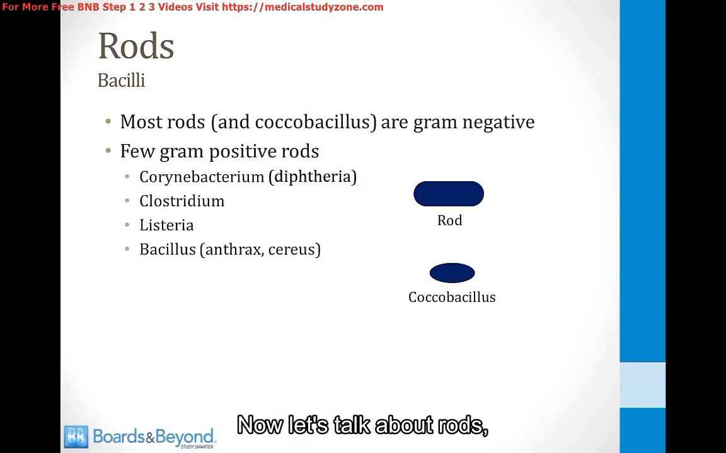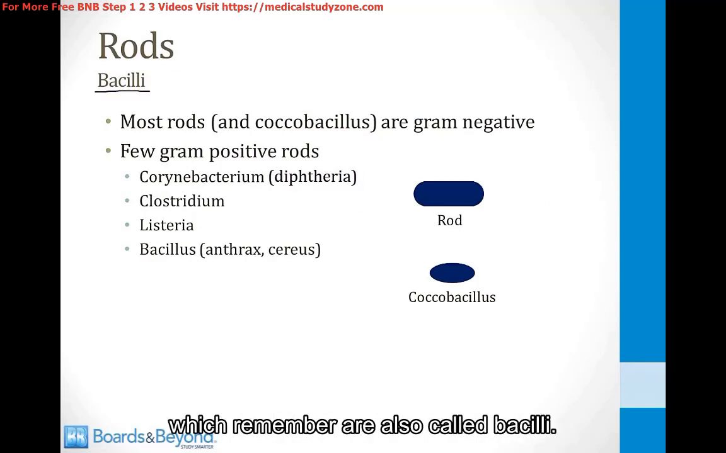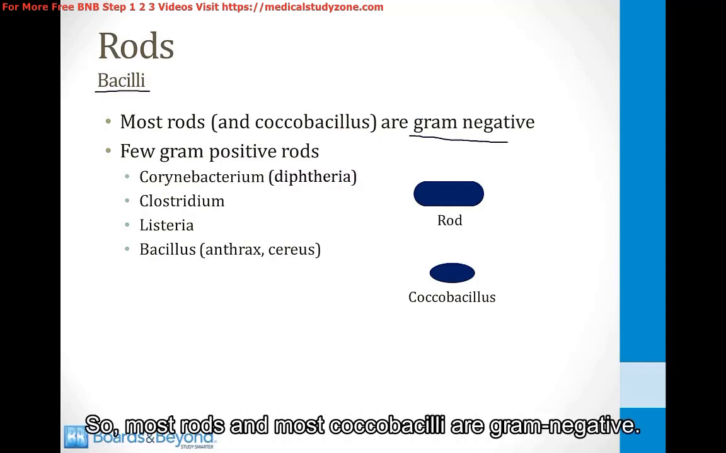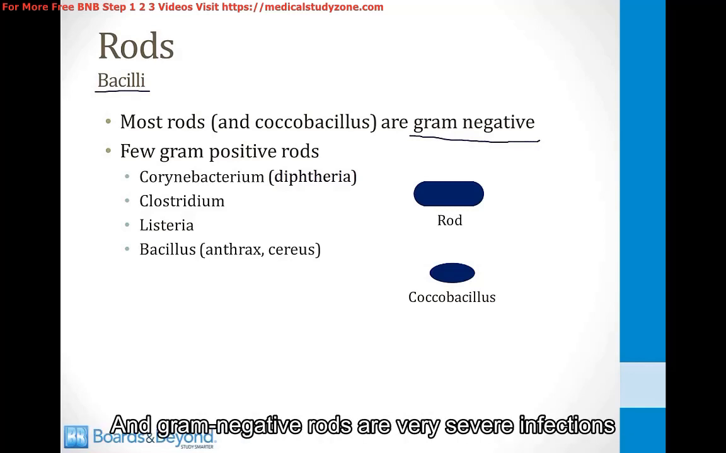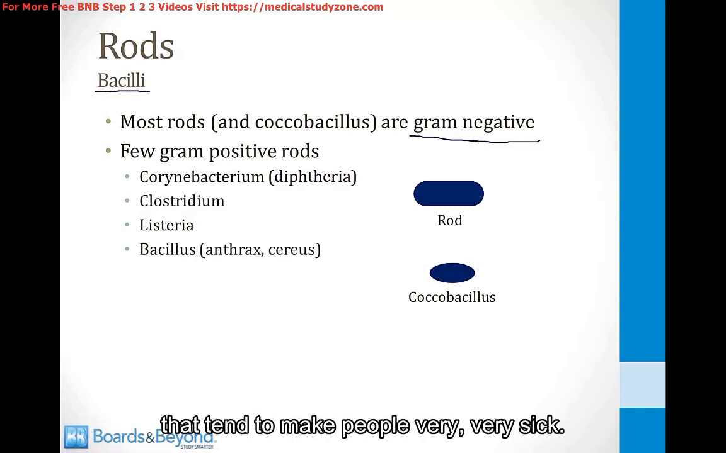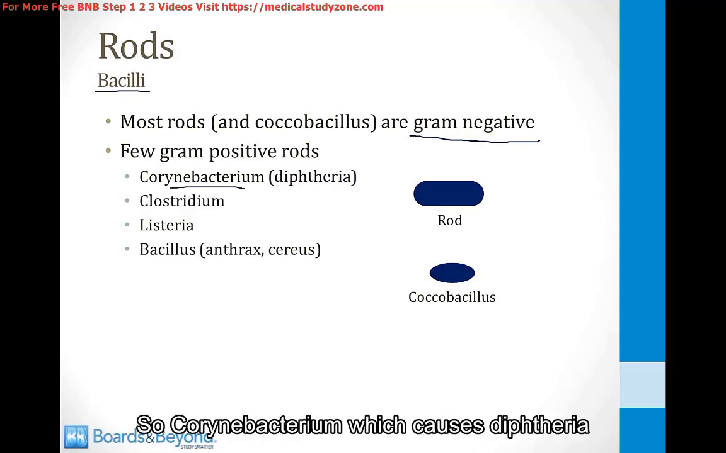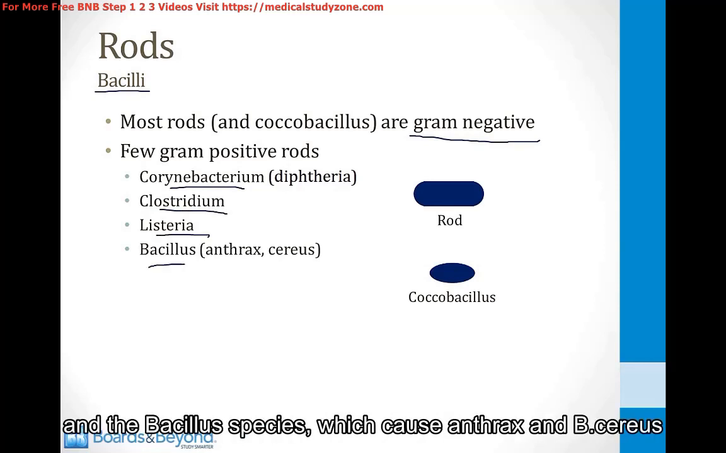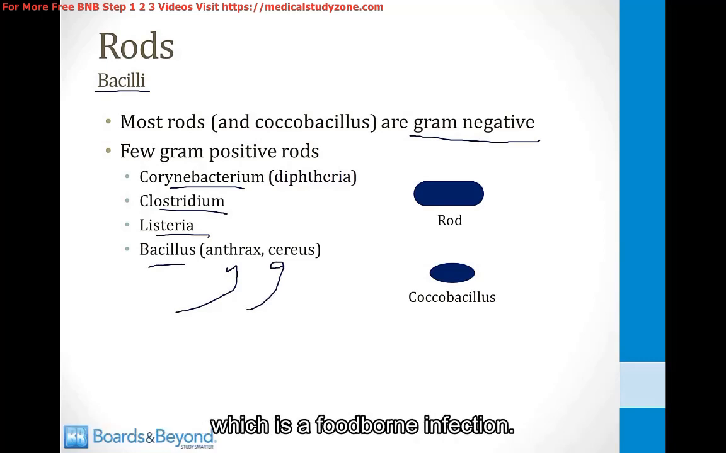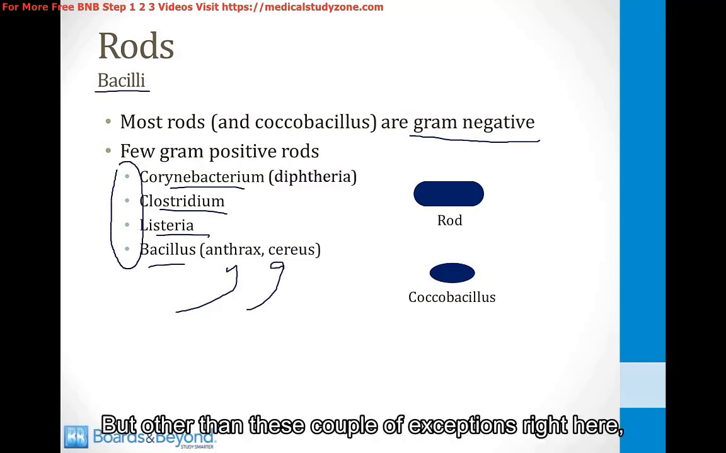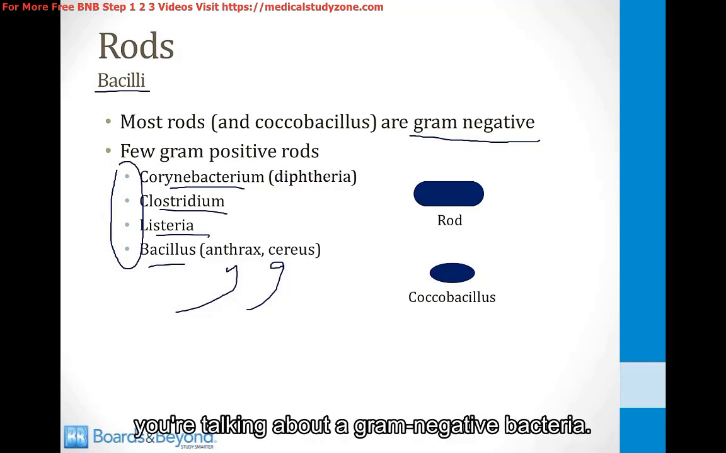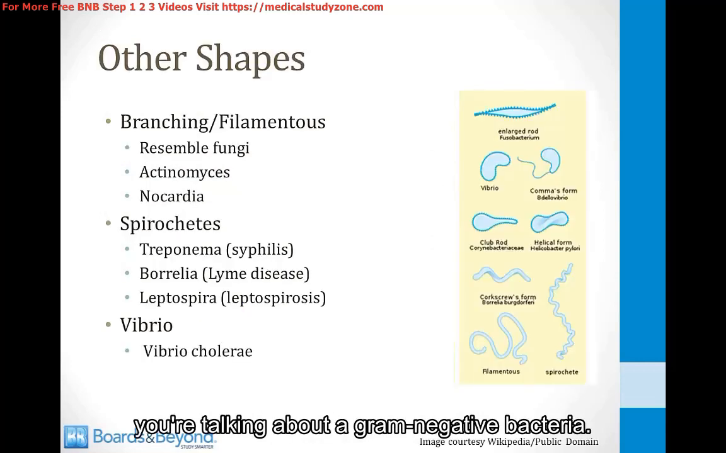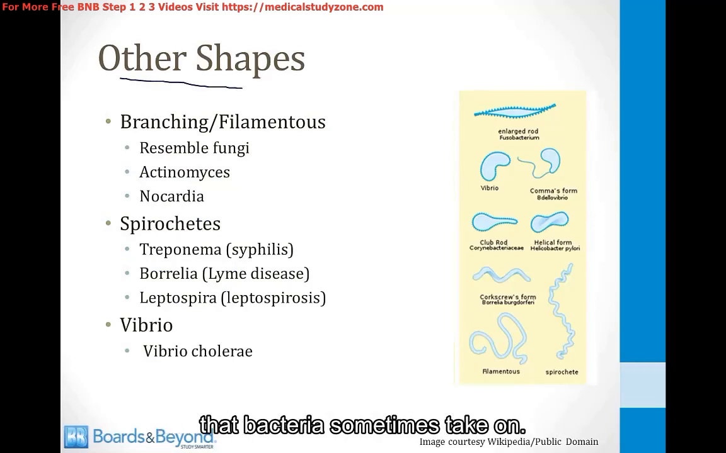Now let's talk about rods, which remember are also called bacilli. Most rods and most coccobacilli are gram-negative. And gram-negative rods are very severe infections that tend to make people very, very sick. There are just a few gram-positive rods. So Corynebacterium, which causes diphtheria, is a gram-positive rod. So are Clostridia and Listeria and the Bacillus species, which cause anthrax, and B. cereus, which is a foodborne infection. But other than these couple exceptions right here, most of the times when you hear about a rod, you're talking about a gram-negative bacteria.